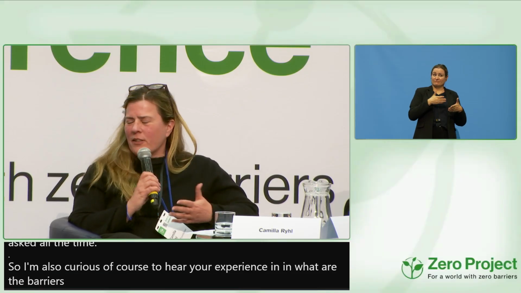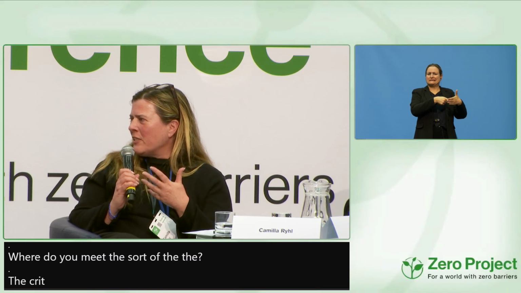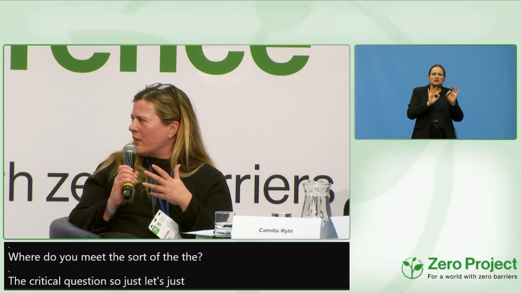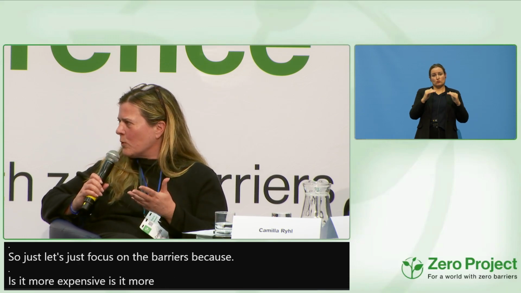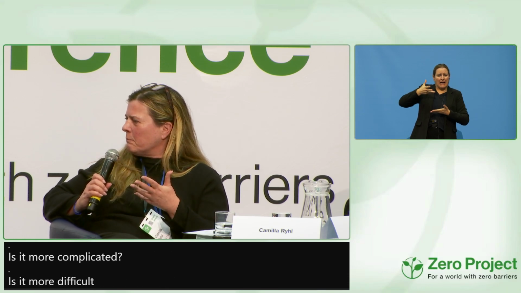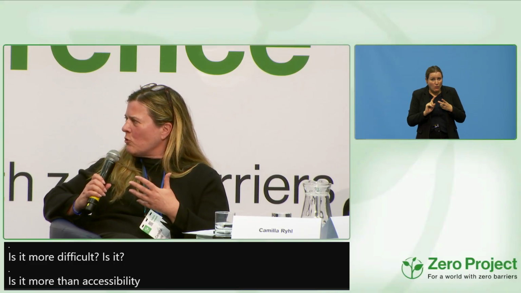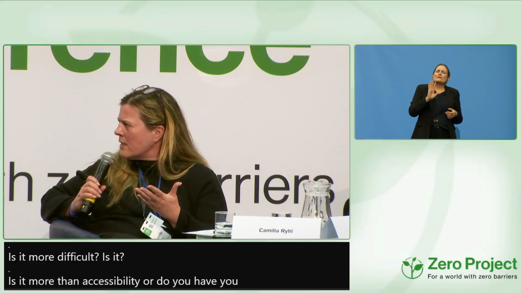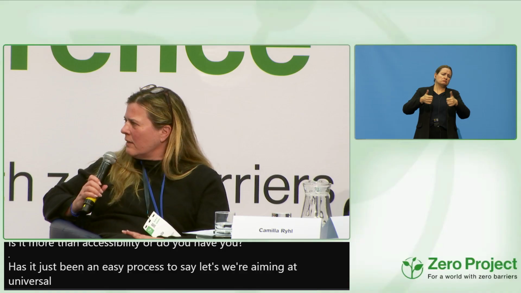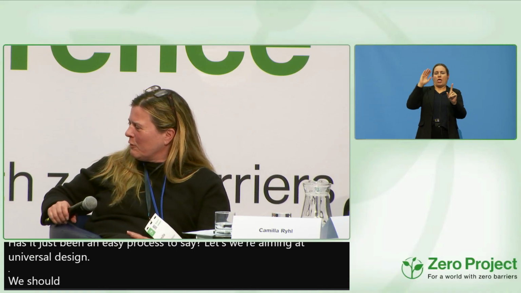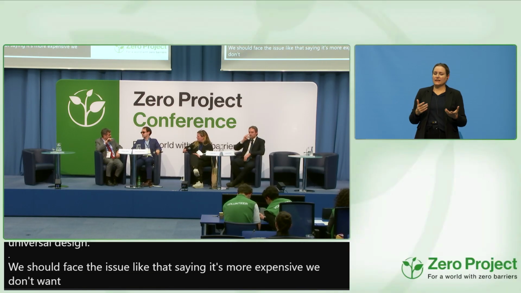Where do you meet the critical questions, or let's just focus on the barriers, because is it more expensive? Is it more complicated? Is it more difficult? Is it more than accessibility, or has it just been an easy process to say we're aiming at universal design? We should face the issue like that, saying it's more expensive. We don't want to hear this argument.